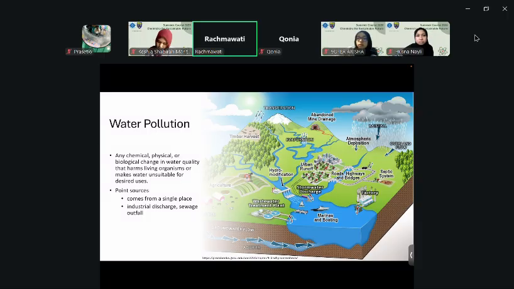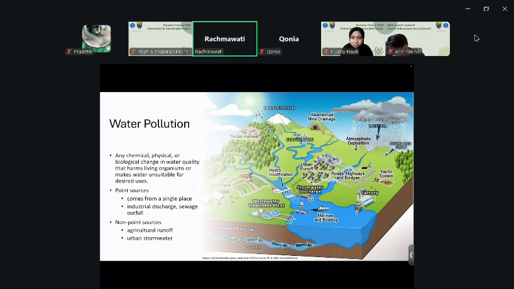And then the sources of water pollution in general are divided into two. The first one is coming from a single place, such as industrial discharge or sewage outfall. There you can find out what the source is. And then the other one is non-point sources. So it could be from anywhere, such as agricultural runoff or urban stormwater. And then this water pollution will, for example, pollute the groundwater flow over here, or maybe seawater and so on. That makes the water not healthy anymore for humans or for organisms.